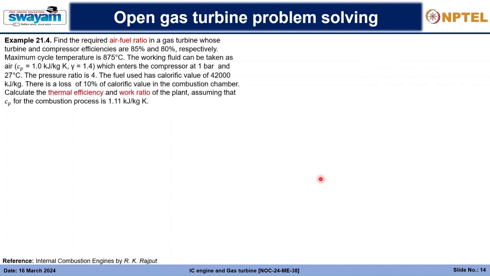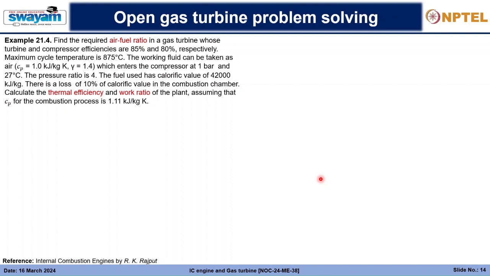Next, we have the other question, which states we need to find the value of air-fuel ratio in a gas turbine whose turbine and compressor efficiencies are 85% and 80% respectively. Maximum cycle temperature is given as 875 degrees Celsius. The working fluid can be taken as air, so Cp is 1 kilojoule per kg Kelvin, gamma is 1.4, which enters the compressor at 1 bar and 27 degrees Celsius. The pressure ratio is 4.